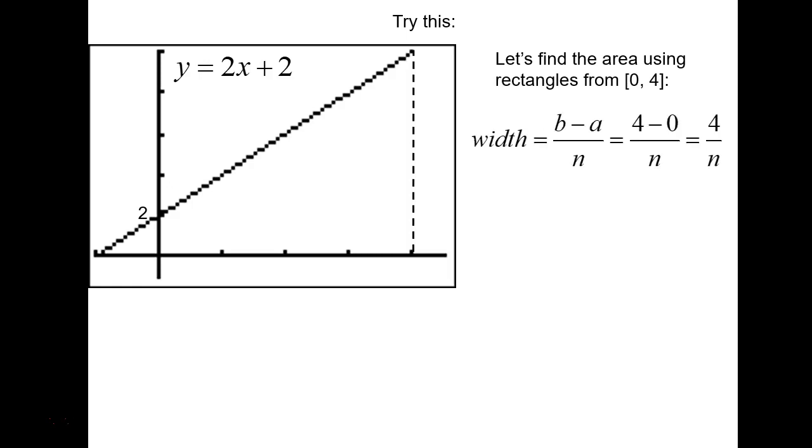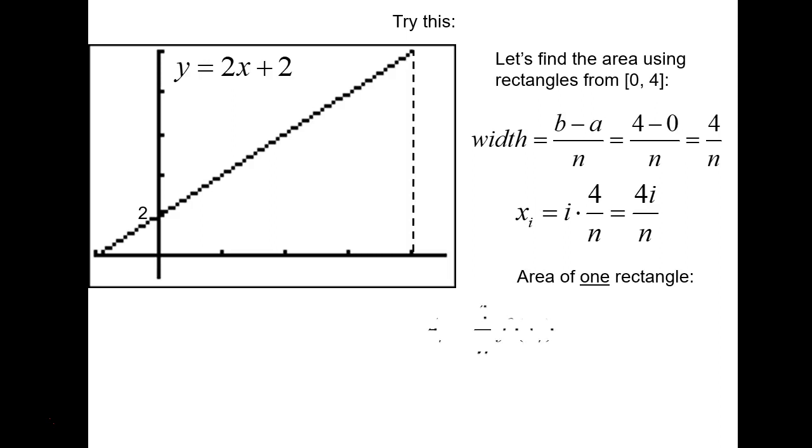All right, so the width would be b minus a over n, so that's 4 minus 0 over n, which is just 4 over n. x sub i is going to be a, which was 0, plus i times the width. So that's i times 4 over n, which is 4i over n. What was step 3? Step 3 was to write the area of one rectangle. So that would be the width, 4 over n, times f of x sub i.